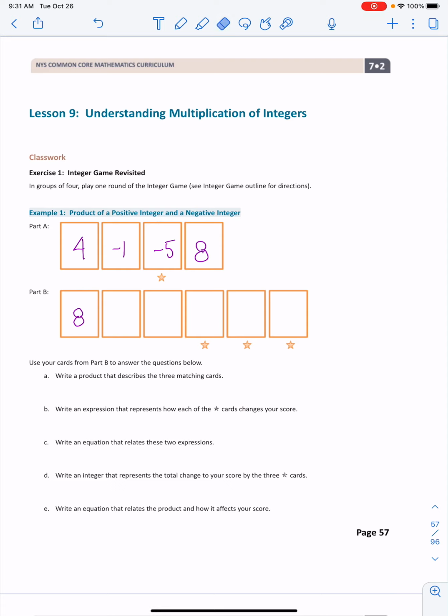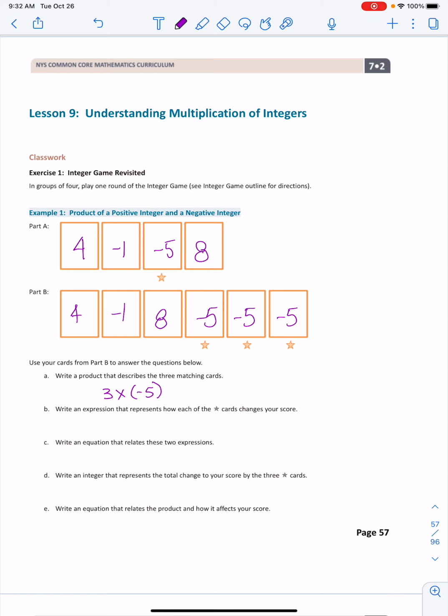Actually, I'm going to leave these cards the way they are. So we have 4, -1, 8, and we have -5. And we're going to add 2 more -5s here. So now it says, write a product that describes the 3 matching cards. Well, product means to multiply, so 3 times -5.